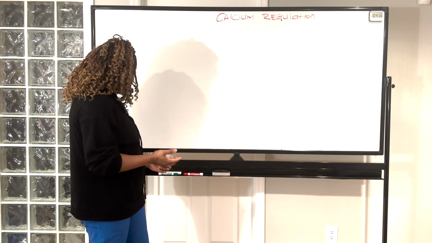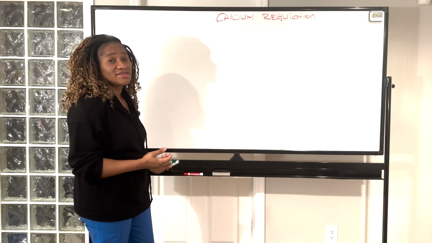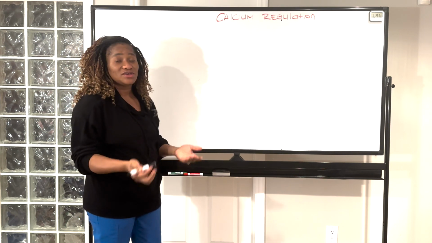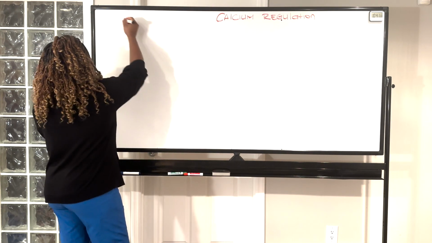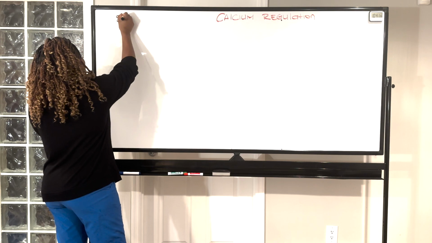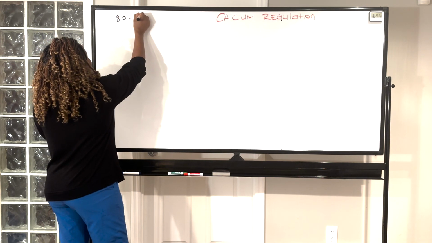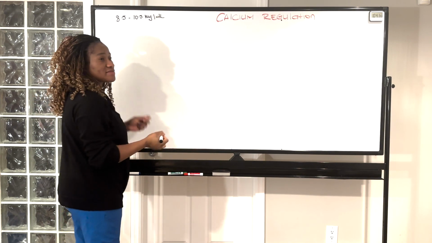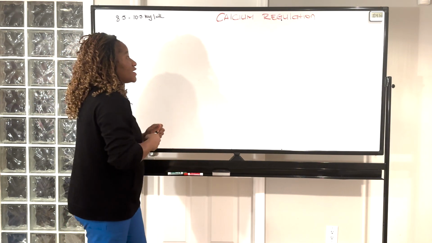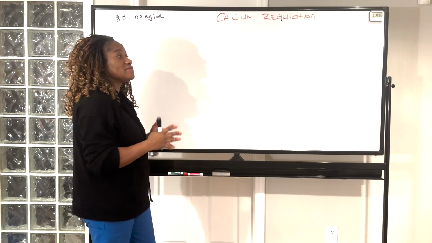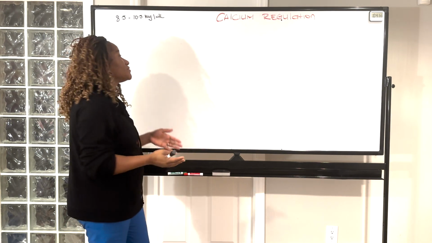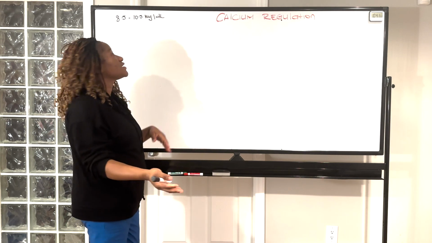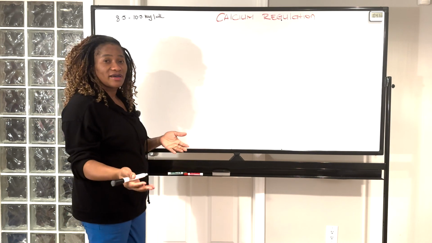So the normal level of calcium, and this is going to be different according to hospital and books, but what we use for calcium, the normal level will be 8.5 to 10.5 milligrams per deciliter. So for the purpose of this video, when I'm talking about low calcium, it's going to be a level below 8.5, and hypercalcemia is going to be above 10.5.